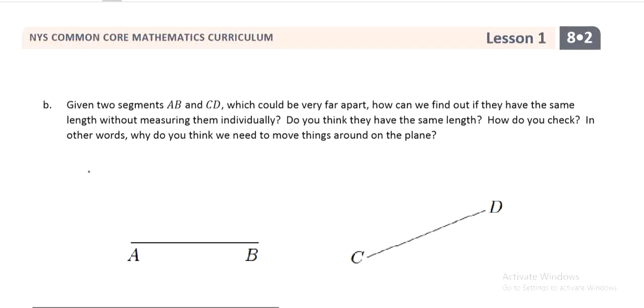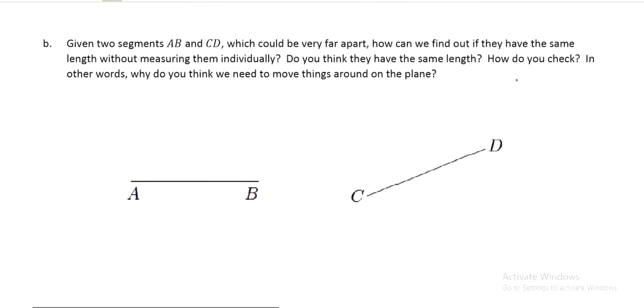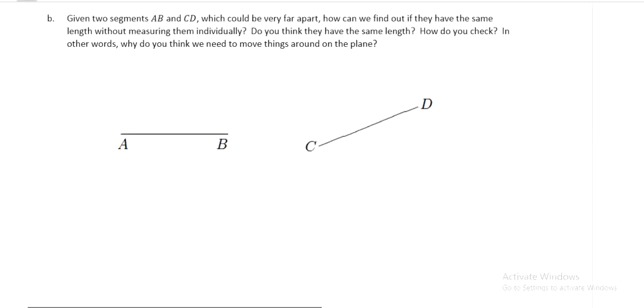Let's take a look at part B, where we're given two segments, AB and CD, which could be very far apart. How can we find out if they have the same length without measuring them individually? Do you think they have the same length? How do you check? In other words, why do you think we need to move things around on the plane?